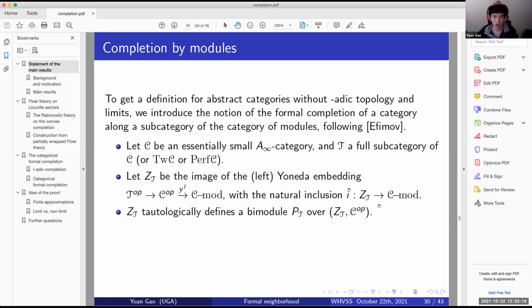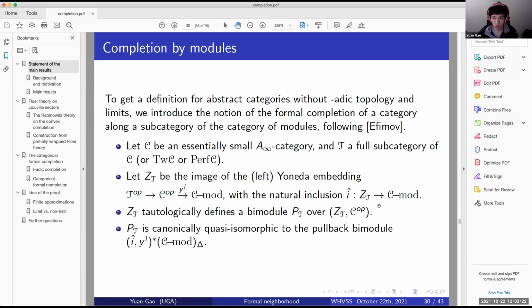And to see this more clearly, one can actually replace it by an isomorphic one. Namely, you consider, first of all, the diagonal bimodule, not of C, but of the category of left modules over C. Then you pull it back by the pair of functors, the inclusion and the left Yoneda functor. Then that's a bimodule over Z sub T and C op. When this subcategory T is a genuine subcategory of C or perfect complexes, then the above mentioned bimodule P sub T is equivalent to this pullback.